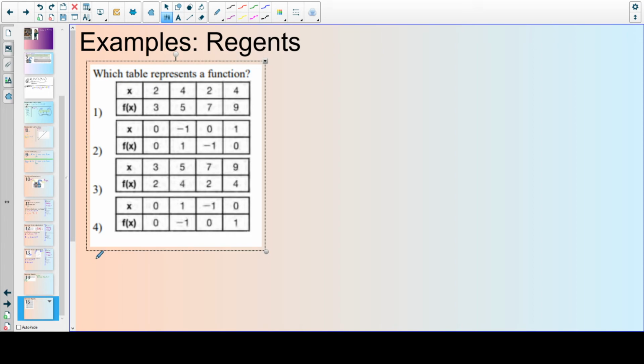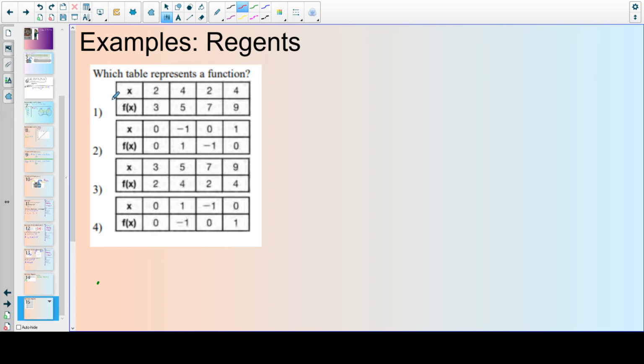Let's do one more together. Which table represents a function? So you're going to see this question a lot. The easiest way to see if something is a function, with the stuff we've been looking at, so tables, lists, and mappings, is to see if the x values repeat. So which table represents a function? Let's do it in red.